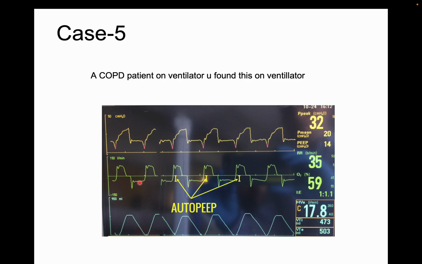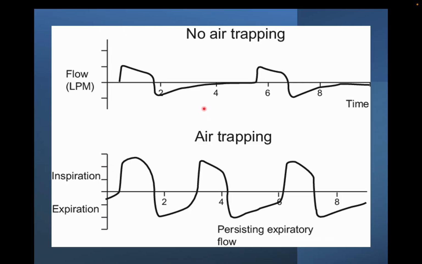If you find this in the graph, where inspiration starts before the end of expiration, this suggests auto PEEP, this extra gap. Otherwise there is no air trapping. Generally the loop will come back to the baseline and then start again. In the case of air trapping, it will start before coming to the baseline. So this is the difference. Here inspiration is starting before the baseline, and this extra is called air trapping, auto PEEP.